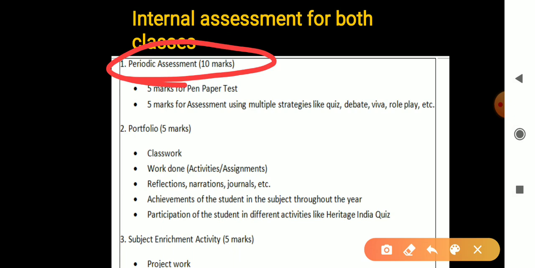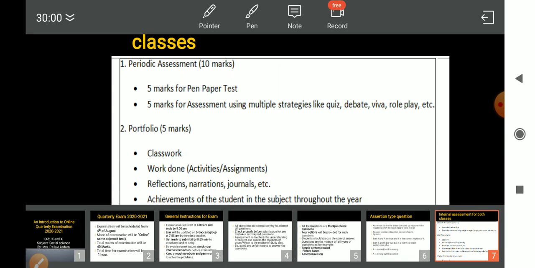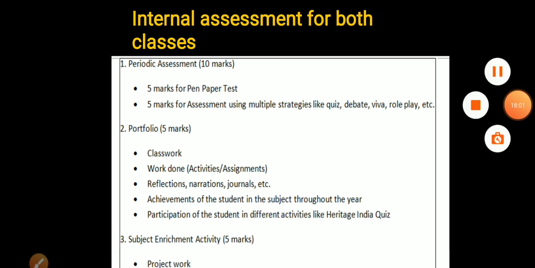Or viva, means whenever you face the practical exam, in that practical exam you will also have to face viva. So for these multiple strategies you will get 5 marks. So like this, 10 marks from your internal assessment, I have cleared here. Okay, then the second thing is portfolio. Children, portfolio is required here, and it has been given 5 marks.